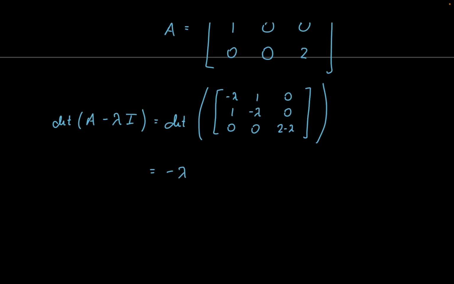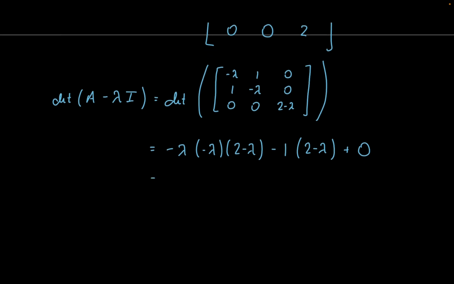So we'll have negative lambda, and then we'll multiply by negative lambda times 2 minus lambda, and then minus 0. So the 0 we're not going to really care about too much. And then minus lambda, and then we'll have minus 1, so we'll essentially have 1 times our 2 minus lambda minus 0. Or we'll essentially just have 1 times 2 minus lambda. And then for the last part, we're going to have 0 times 0 minus 0, so it's basically just going to be 0.